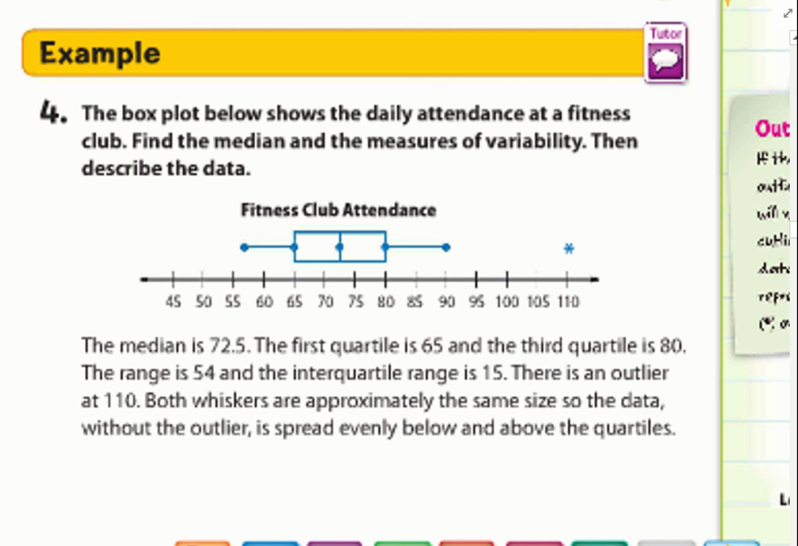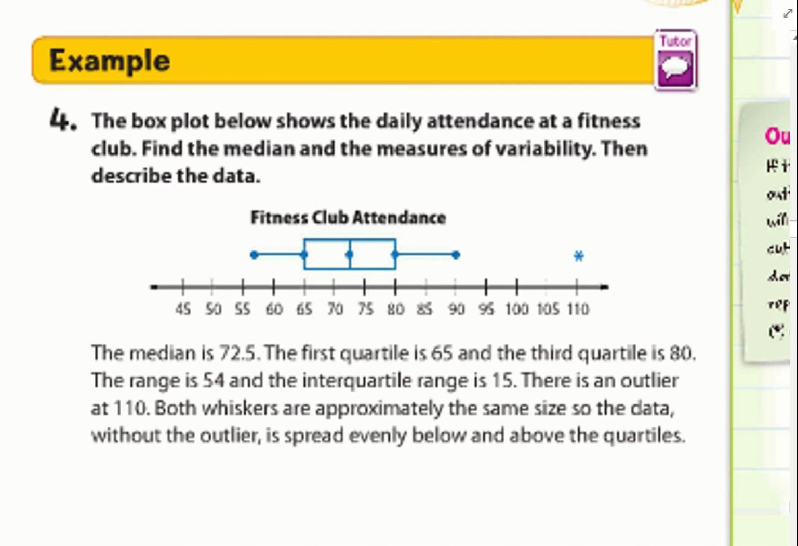Example 4. The box plot below shows the daily attendance at a fitness club. Find the median and measures of variability, then describe the data. So my median is here, and that's going to be about 72.5, just like it is shown. Median is 70. Now my first quartile, Q1, is here, and that's at 65.